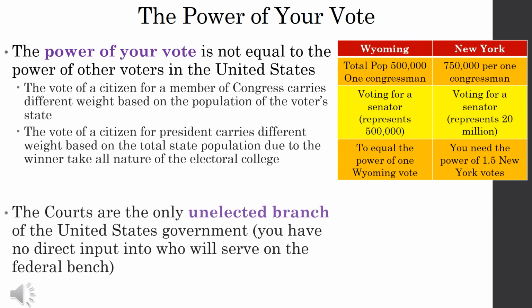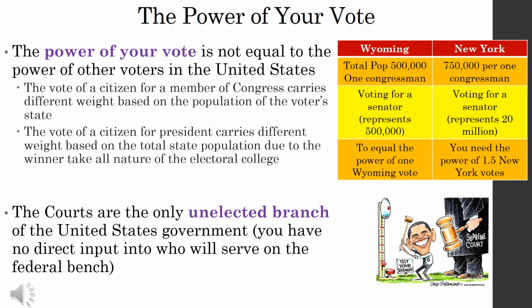And then we have this. The courts are the only unelected branch of the United States government. In other words, you have no direct impact into who will serve on the federal bench, the most powerful branch in the federal government, and we do not vote for these people. So things like this happen where more than one president has learned about the power of the court. In other words, our elected leader often runs into trouble when he has to deal with an unelected Supreme Court. That's it for this lecture, and I look forward to seeing you in class.